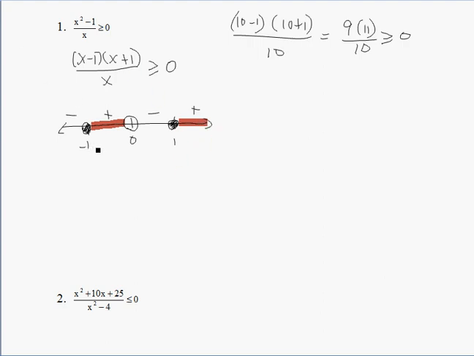So including -1 but not including 0. So a bracket on -1 and a parenthesis on 0. And then 1 to infinity. Or we could have written it as -1 is less than or equal to x is less than 0, or x is greater than or equal to 1.